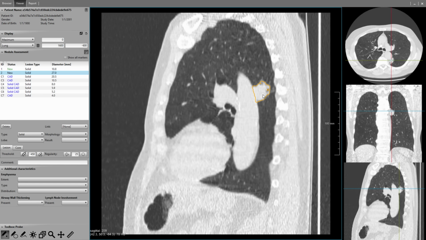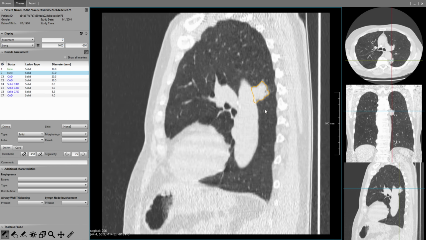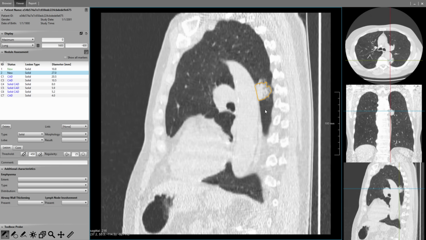So I hope this video was useful in understanding a little bit better what to look for in the CT scans in the Data Science Bowl 2017.